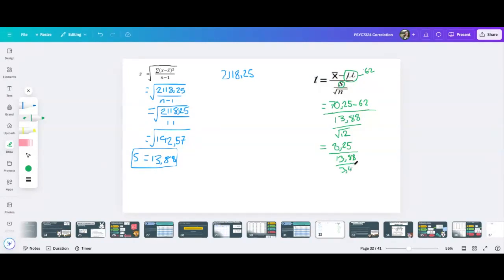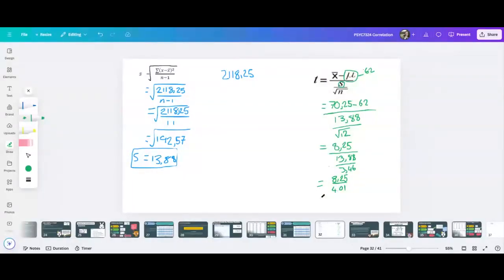3.46, correct. Okay, now we can get rid of this horrid fraction at the bottom. So what is 13.88 divided by 3.46? I'm not doing anything to the top part in this step. 4.01, lovely.